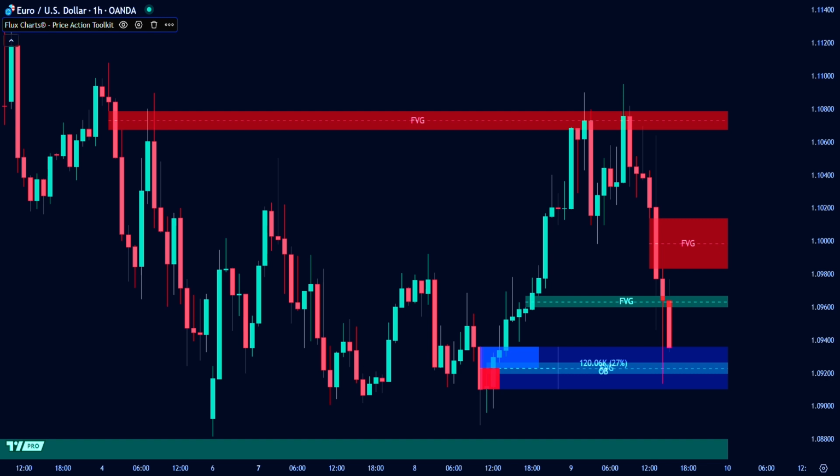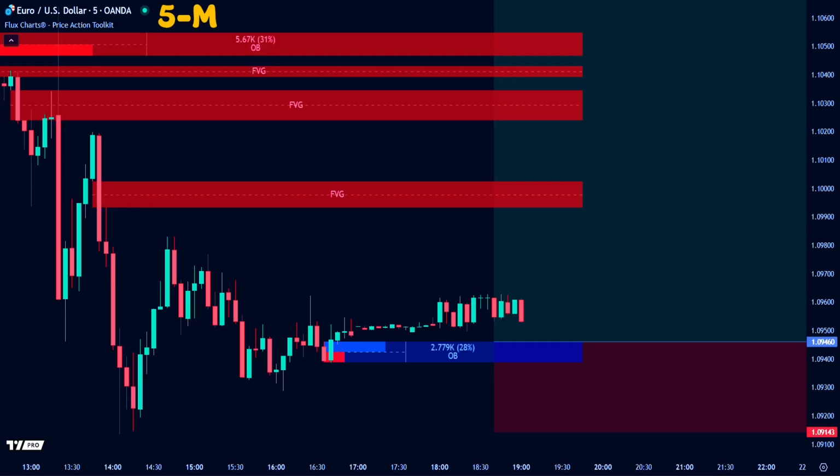Now it's time to switch to the 5-minute time frame to manage bullish entry orders. Just look how the indicator highlights clear order block entries.